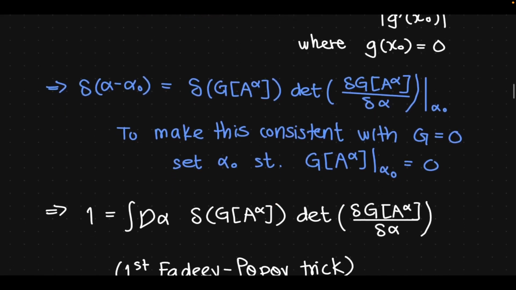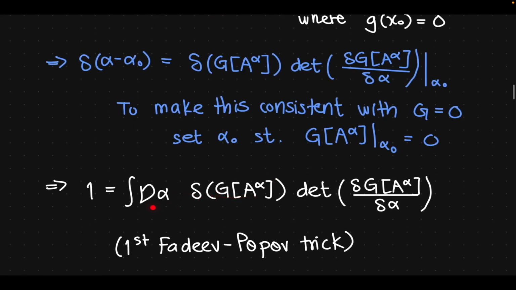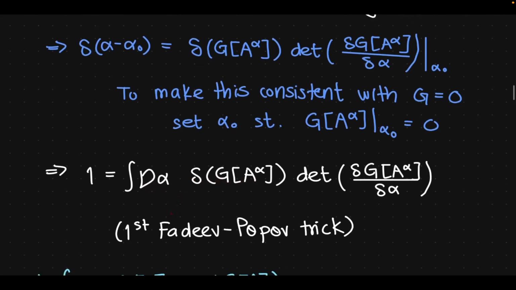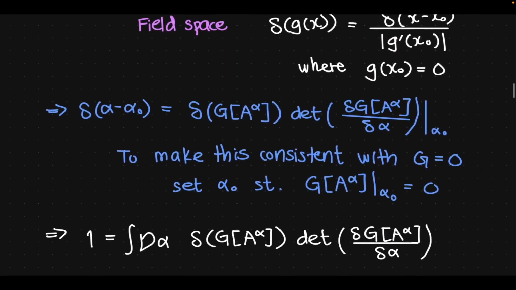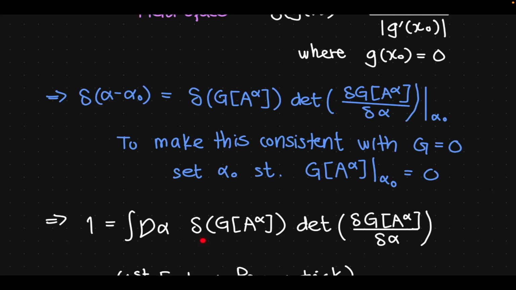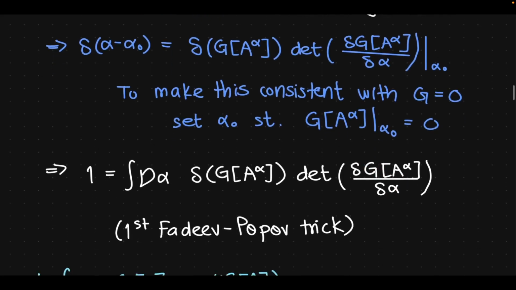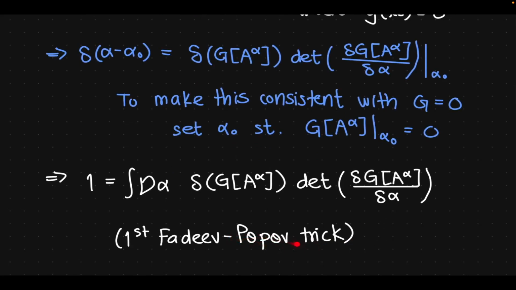Perfect. With that in place, we can rewrite our property here of the functional delta in terms of the delta of this gauge condition. So 1 equals the path integral over alpha, delta of G of A to the alpha, determinant of the functional derivative of G with respect to alpha. This is, you can call, the first Faddeev-Popov trick.